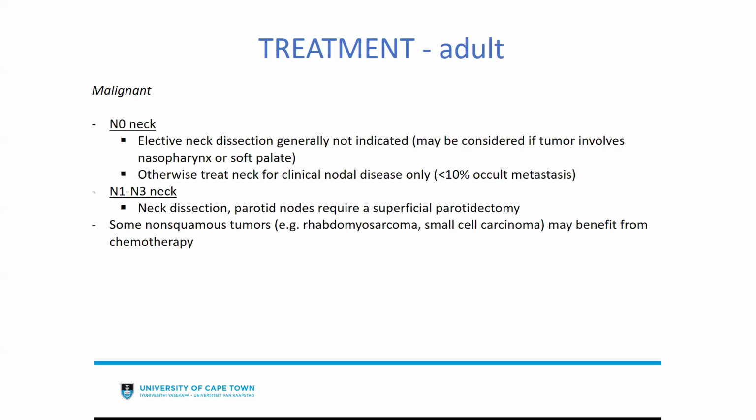For the neck, if there's an N0 neck with a sinonasal carcinoma, an elective neck dissection is usually not indicated because the risk for occult metastases is less than 10%. So only clinical nodal disease will be treated. When you have an N1 to N3 neck, a neck dissection is recommended. If parotid nodes are involved, this requires superficial parotidectomy. Some non-squamous tumors, for example rhabdomyosarcoma, may benefit from chemotherapy as well.